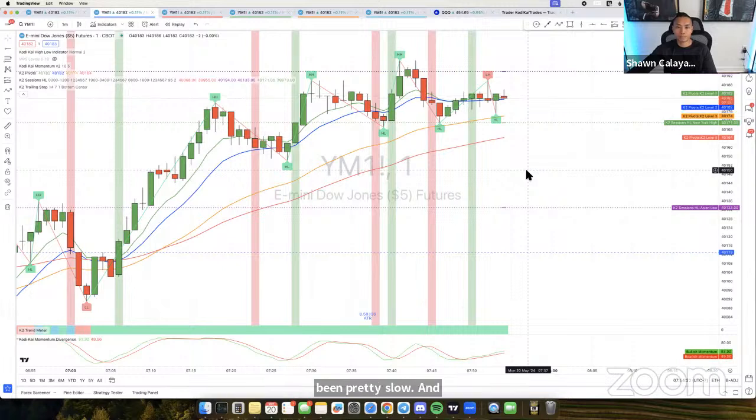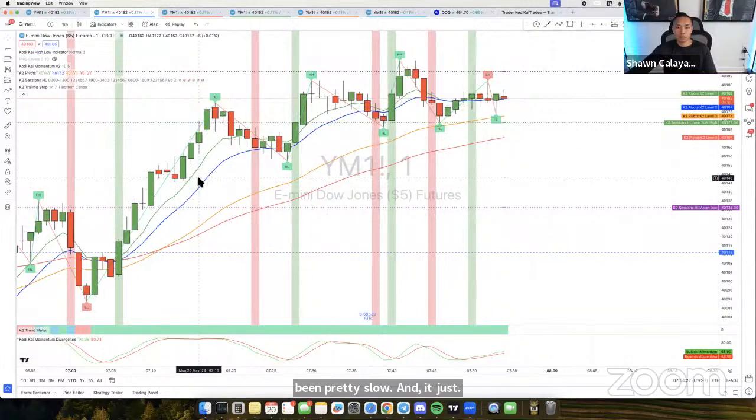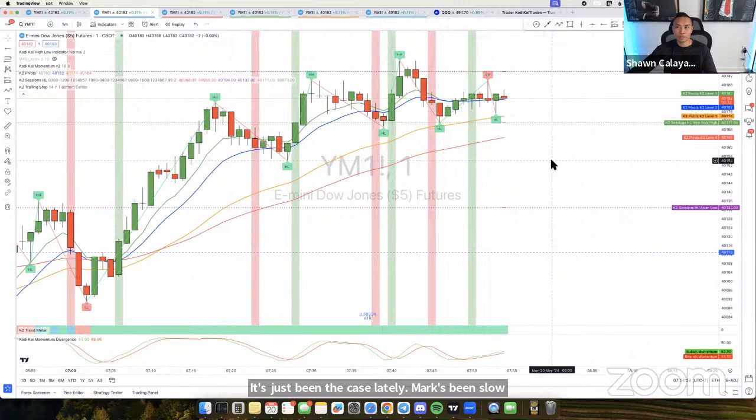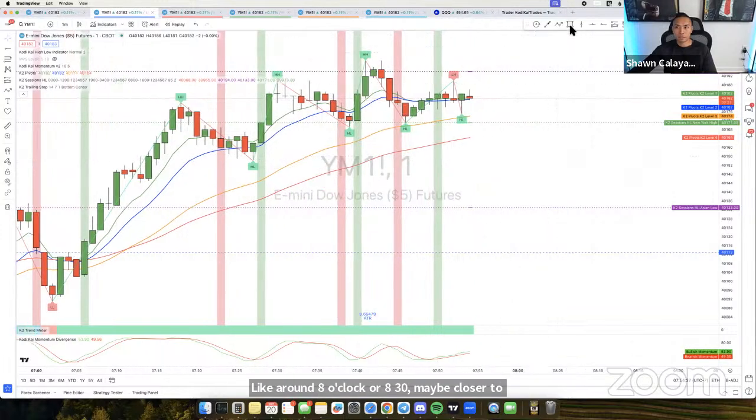and it's just been the case lately. Market's been slow earlier on open, which is very unusual, and it picks up later on in the day, like around 8 o'clock or 8:30, maybe closer to 9. Like mid-market time. But again, right here, it's getting closer to 7:55. Like I said, if I don't see anything from now until then, I'm probably going to wrap it up.